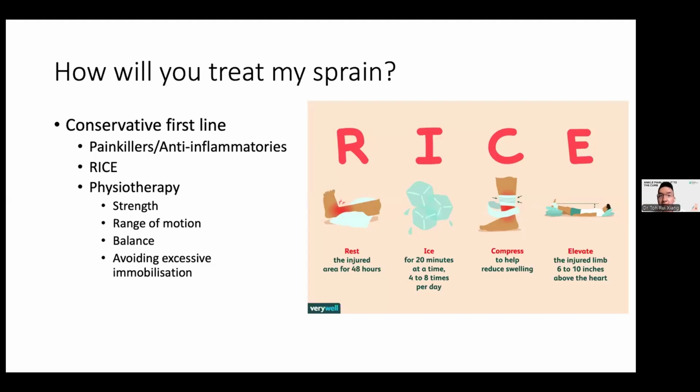When your pain is better, we start you on some physiotherapy, which our kind physiotherapists will expound on later. We do strength training, range of motion, and we teach you to recover your balance, which is something that's often neglected. And we try to avoid excessive immobilization. Contrary to popular belief, we try not to rest in an ankle guard for too long, because this causes your muscles to become lax and lazy, and this predisposes you to further sprains.